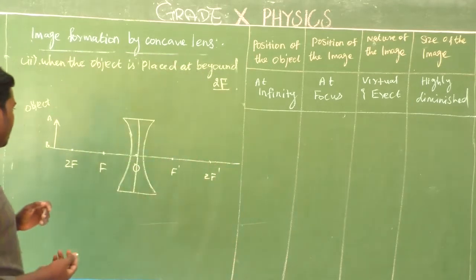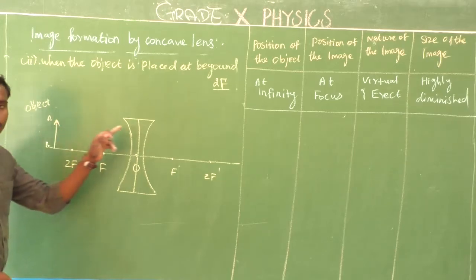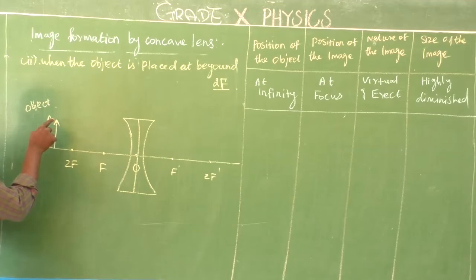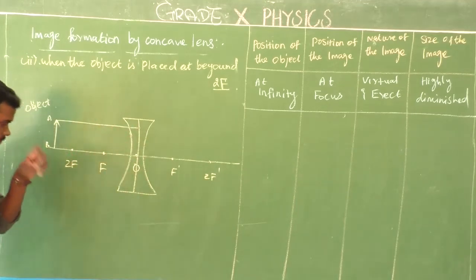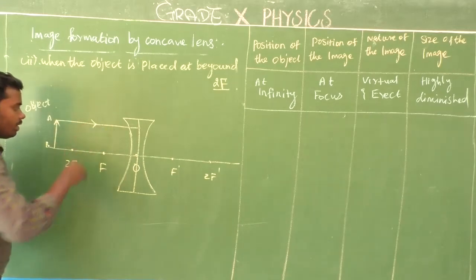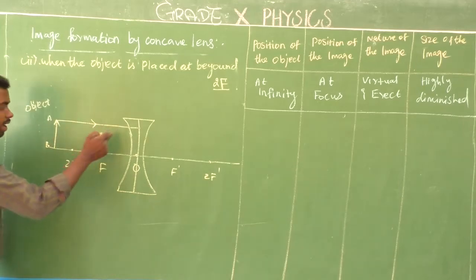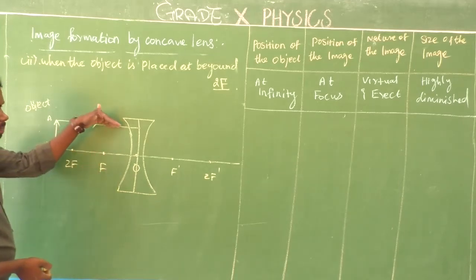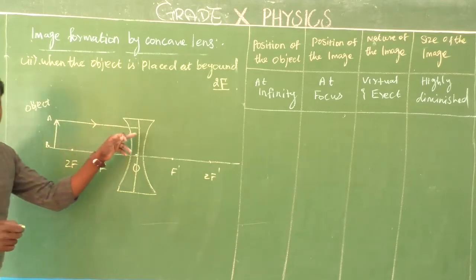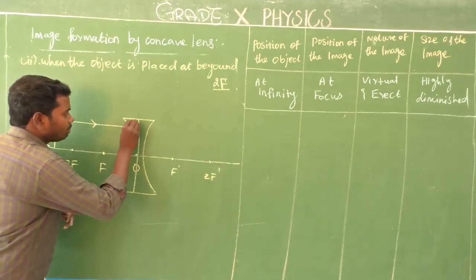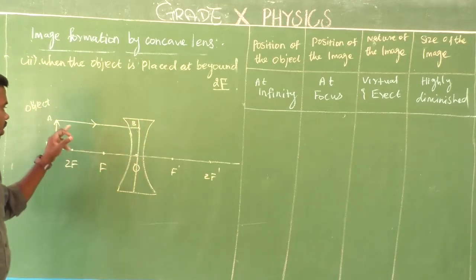Consider a ray of light which is coming from the top of the object. This ray of light is parallel to the principal axis. Very simple. So this ray of light falls on the concave lens at the point B. So what will happen?